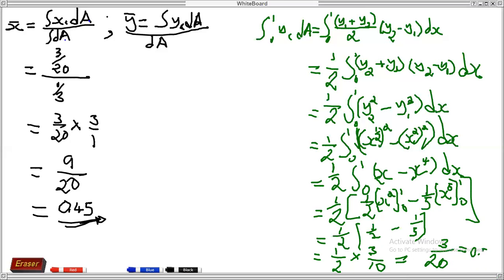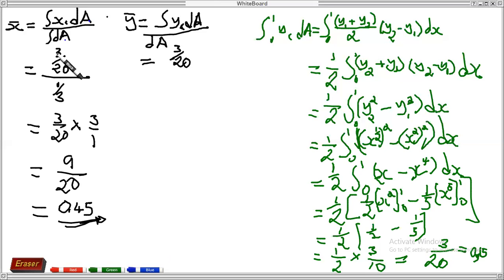So, 0.15. So this top portion, we know it now. So basically, what's going to happen is at the top here, you're going to have 3 over 20, what we just got now.